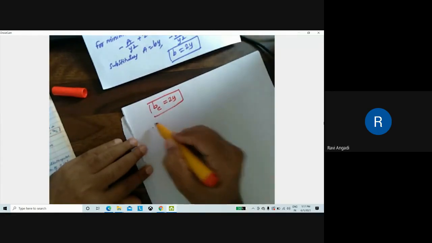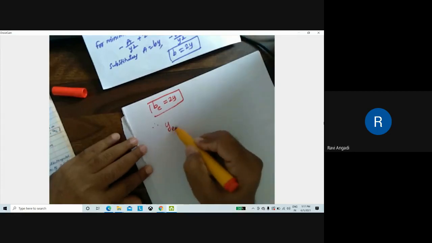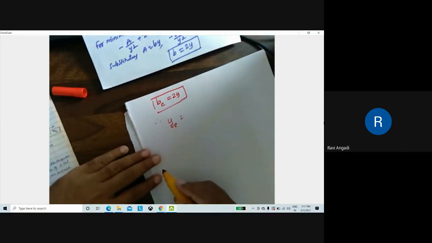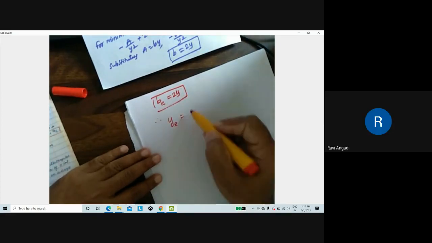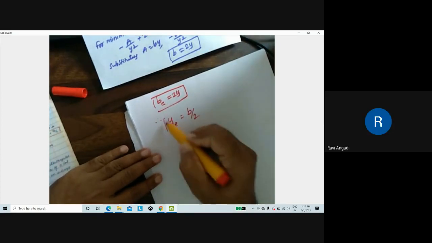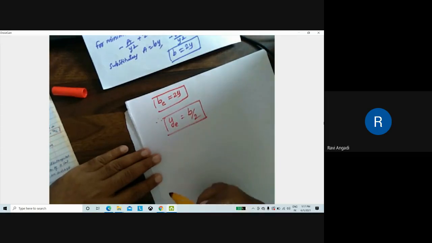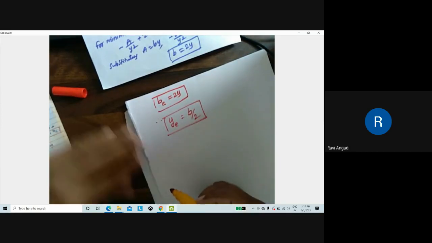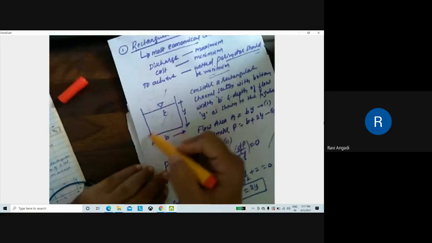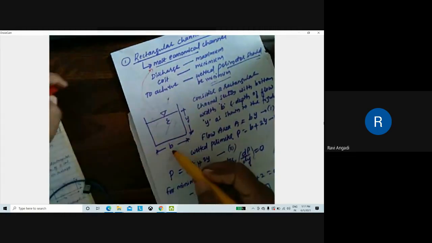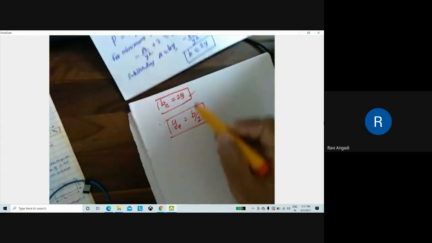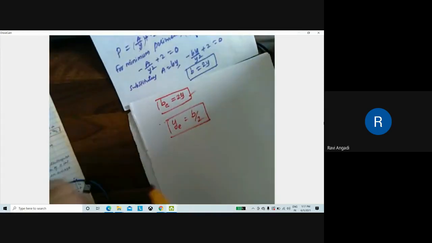Then what about the depth? Efficient depth, tell me. B by 2. Yes, b by 2. Correct. So when you are calling this rectangular channel the most economical, its width should be 2 times the depth, and its depth should be half the width.